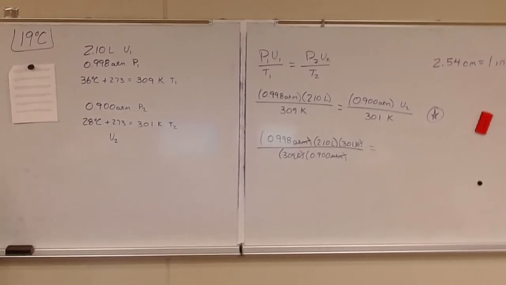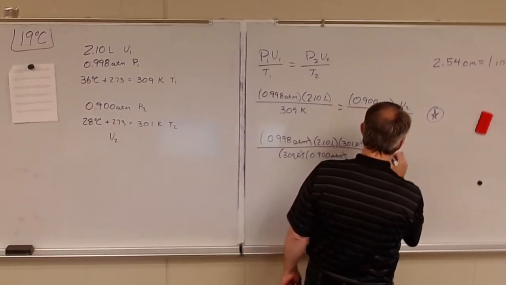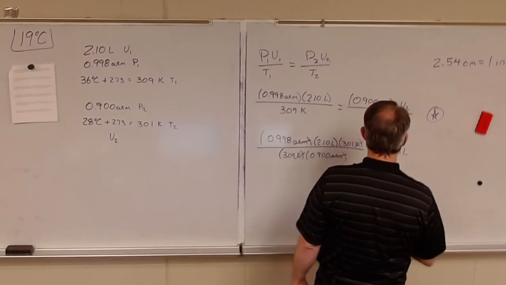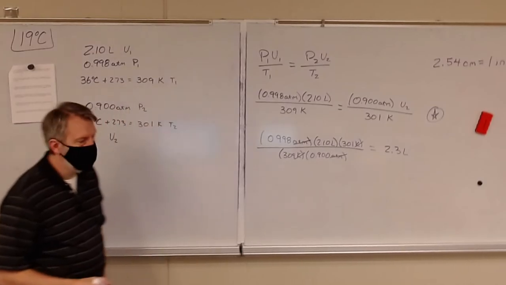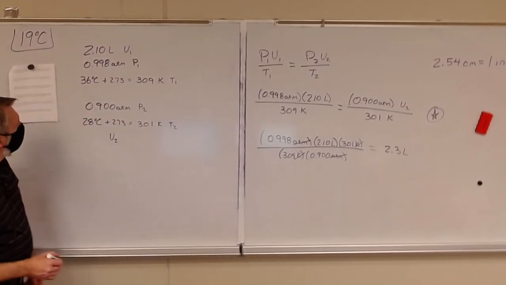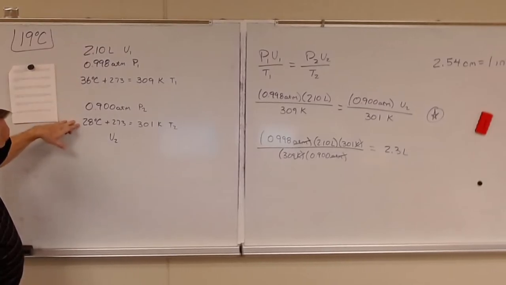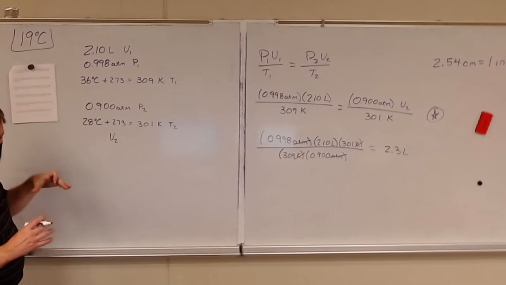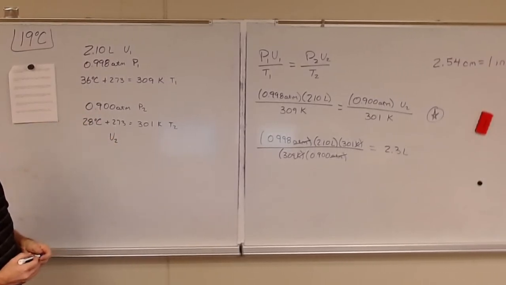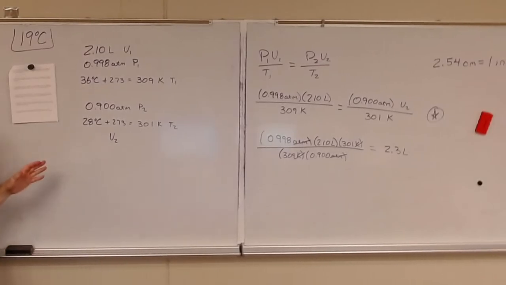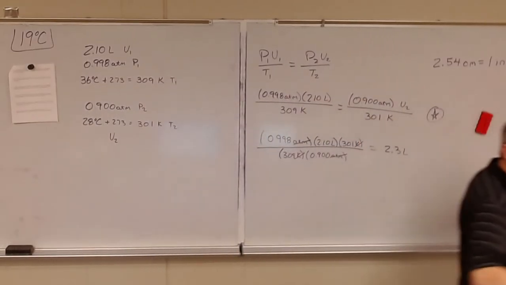What did we end up with? What'd you get? 2.3 liters. Yeah. Well, let's see here. So I started off with 2.1 liters. I reduced the temperature, so that should have reduced it, except I also reduced the pressure, which should have expanded it, and so that ended up with 2.3. Is that what everybody else got? Is that what you got in the back row? You good? You got that too? You're good?